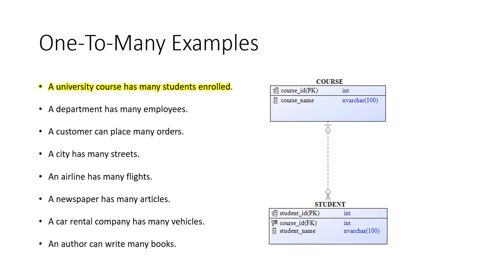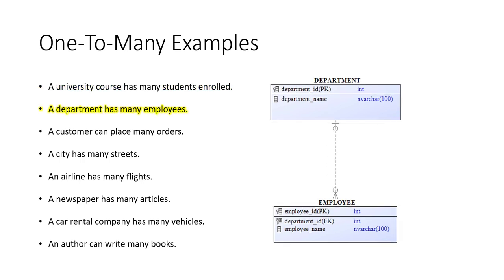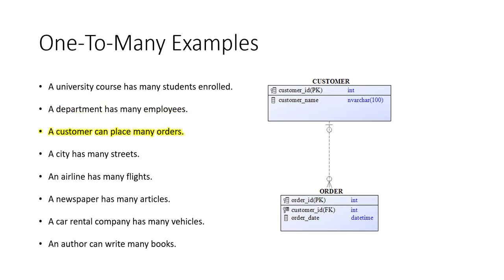A university course has many students enrolled. Each course can have many students enrolled. A particular student is enrolled into a single course. A department has many employees, where each department can have many employees, but a particular employee is associated with only a single department. A customer can place many orders, but an order is placed by a single customer.